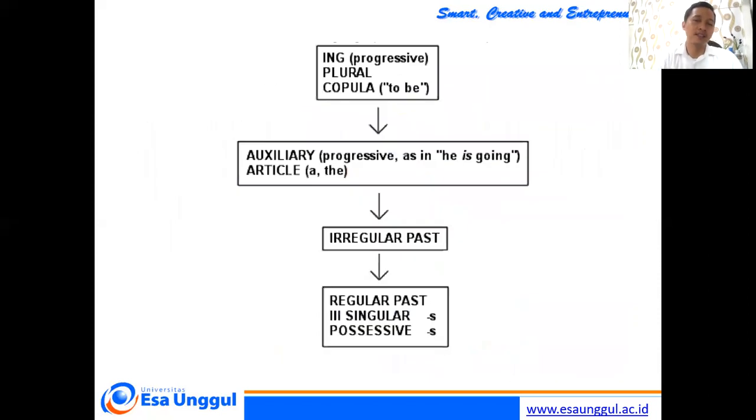Now, if you look at this picture, English language learners usually start from progressive, plural, and to be, and move to auxiliary, then irregular and regular, and then move to singular and possessive, for example.